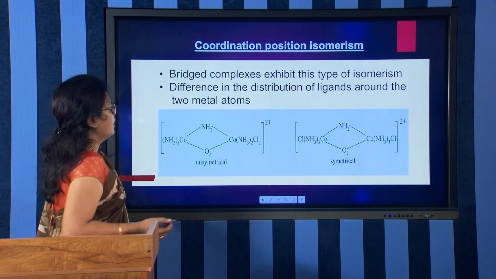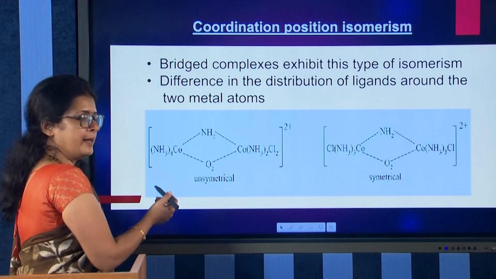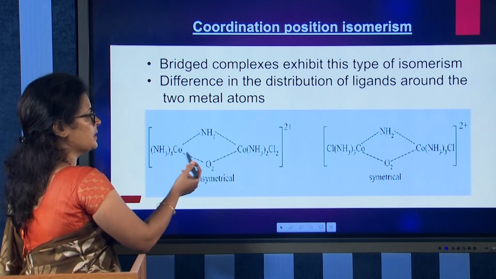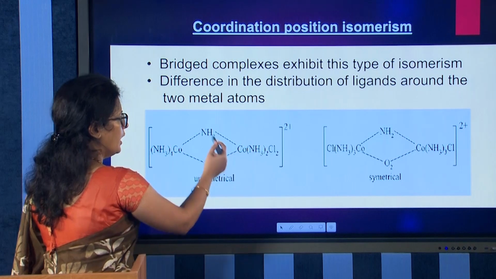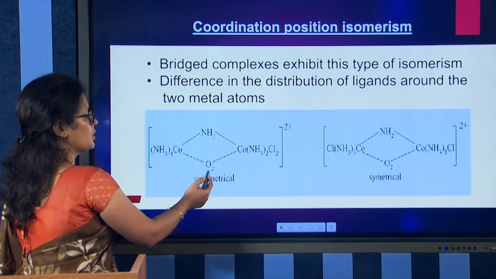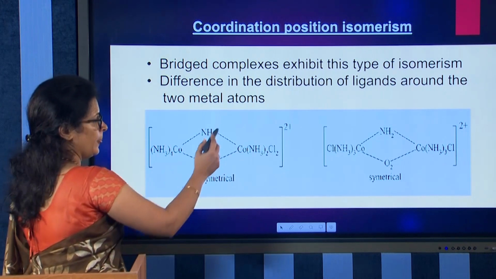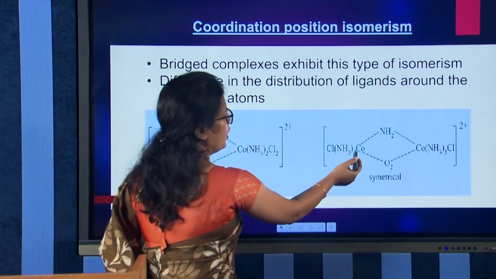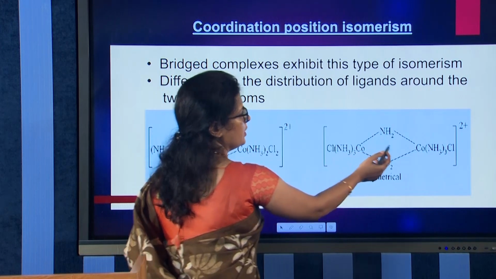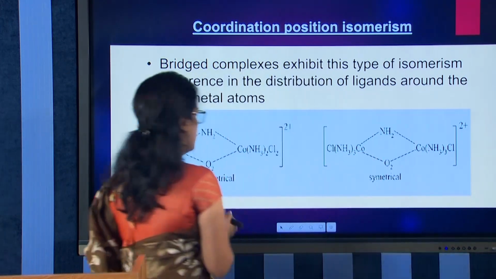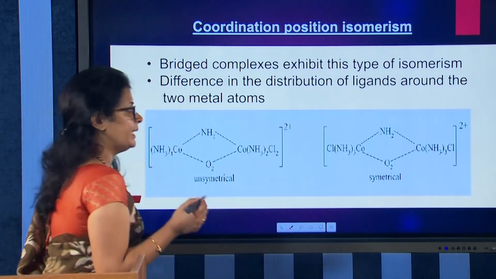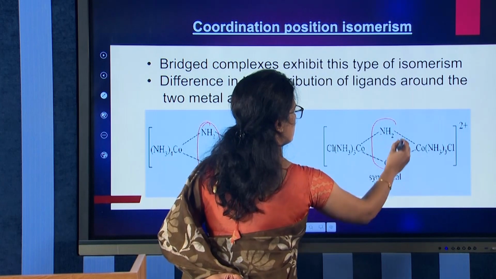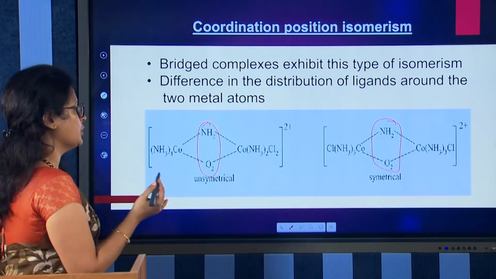See, the two types of bridged complexes are shown here. In this complex, [Co(NH3)4] and [CoCl2(NH3)2], and you have two bridged ligands, one is O2 and another is NH2. This is a complex. And now coming to the next complex, [Co(NH3)3Cl], [Co(NH3)3Cl], with NH2 and O2. See, the bridged ligands are the same in both cases, right? And what is the difference between the two?